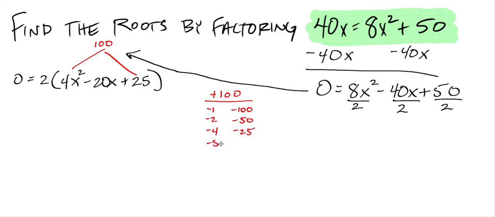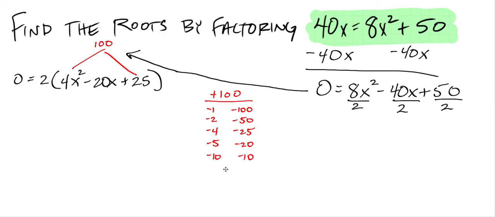5 does. And if you don't know the other number, you just do 100 divided by that number to figure out the second one. So 100 divided by 5 would be 20. So negative 5 times negative 20. 6 doesn't go into 100 evenly. 7 doesn't go in evenly. 8 doesn't go in evenly. 9 definitely doesn't. And then you get to 10, and it's also 10 by 10.